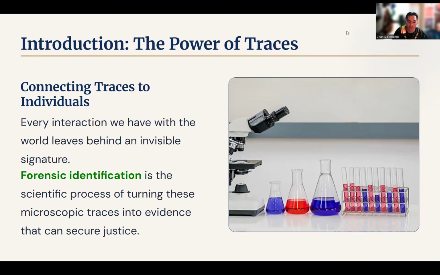To understand why this matters, we have to look at a basic rule of simply existing. This is that every interaction leaves a mark. It's an invisible signature. Every time that you grab a door handle or your phone or type on a keyboard, you drop biological and physical clues. Forensic identification is the process of catching those clues and translating them into facts. When the system gets it right, it secures justice, but when the human element fails, it carries a real risk of wrongful conviction.